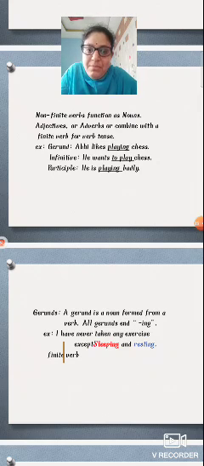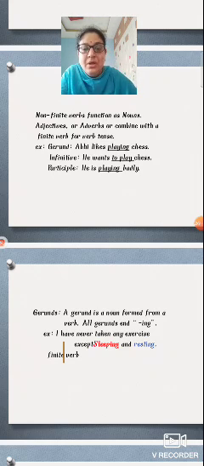And coming to the last one, participle. He is playing badly. A participle can show the present tense or the past tense, because participles are divided into two types: one is the present and one is the past. So he is playing badly. Now you are seeing and telling that yes, he is playing.